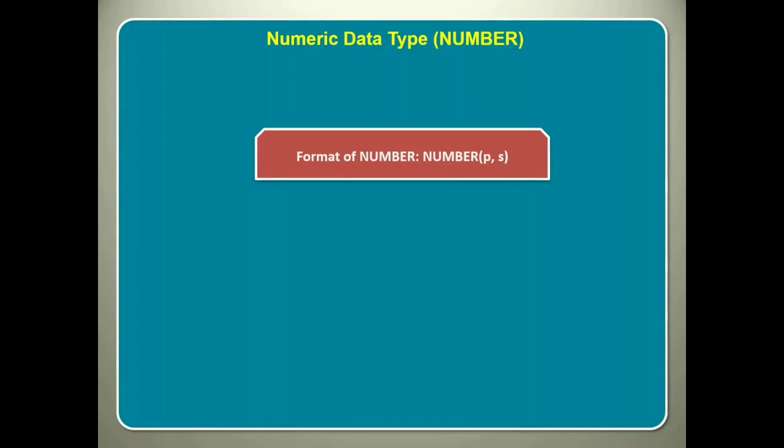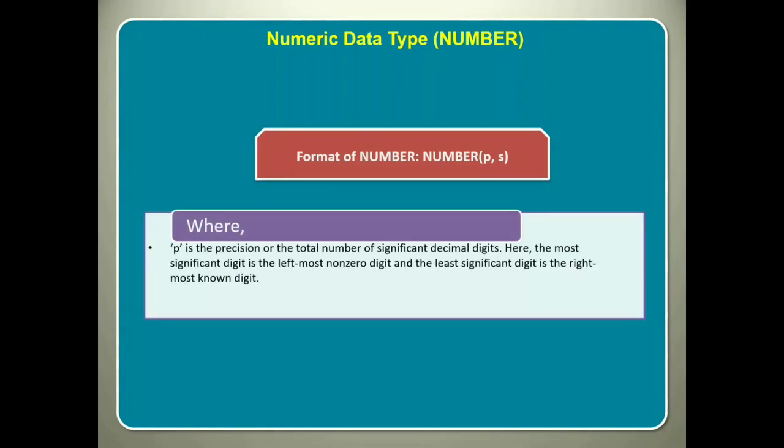The format of number is number(P, S), where P is the precision or the total number of significant decimal digits. Here, the most significant digit is the leftmost non-zero digit, and the least significant digit is the rightmost known digit. S is the scale or the number of digits from the decimal point to the least significant digit.